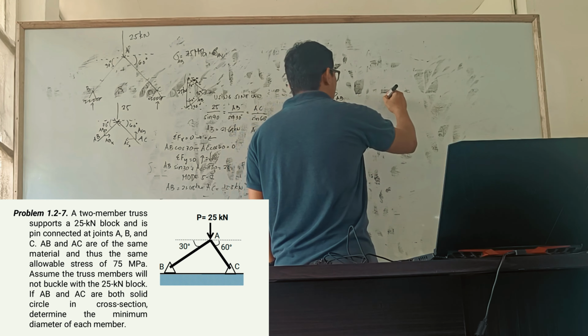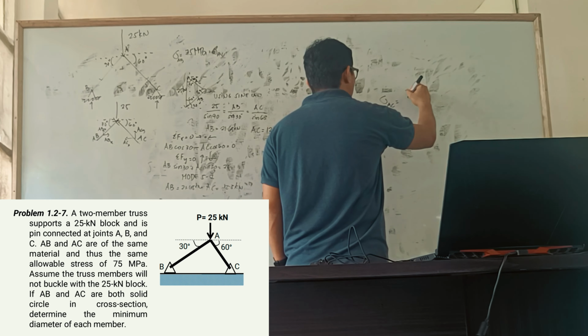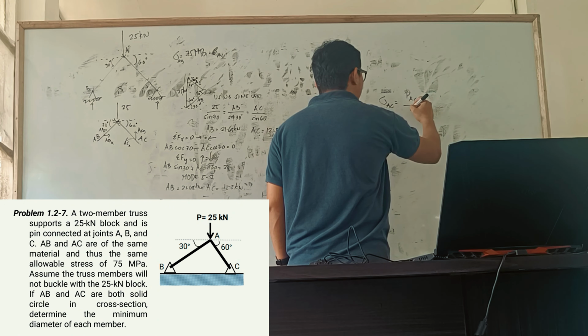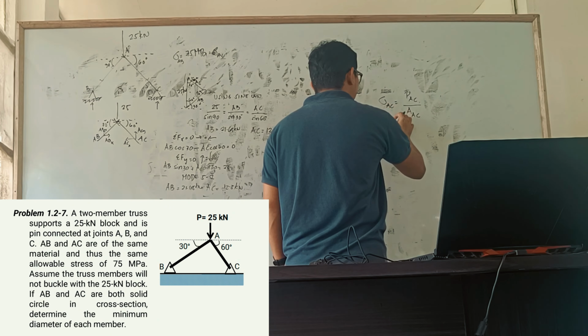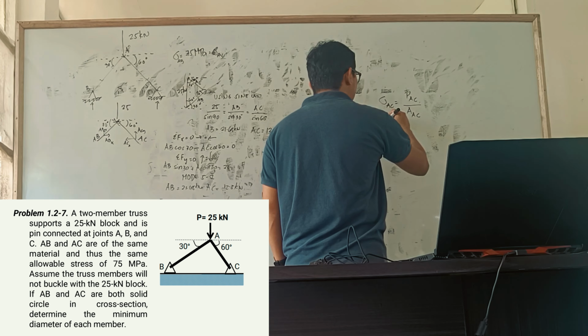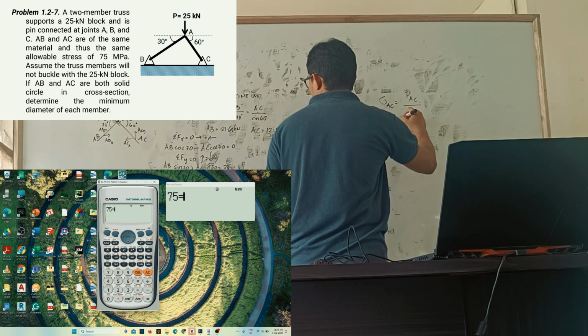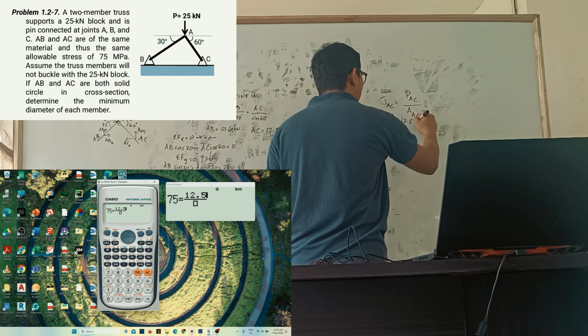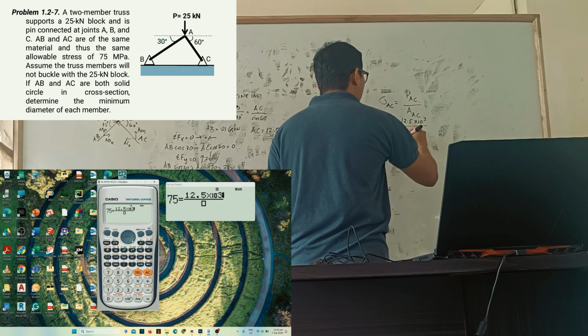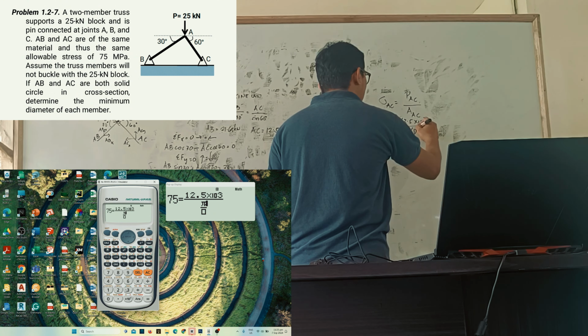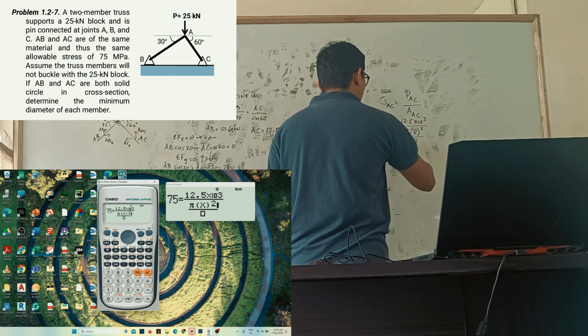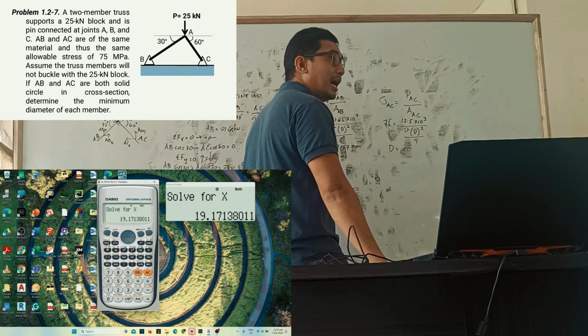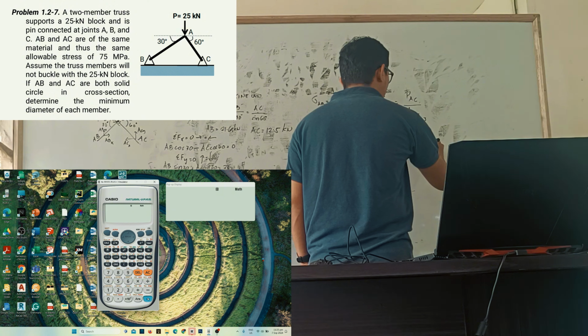millimeter. The next, stress of AC is equals to the force applied at AC divided by the area of AC. So again, the same stress sa AB ug sa AC. 75 equals to 12.5. Convert that into Newton divided by the area. Pi d squared over 4. So give me the diameter of AC. Ila? 14.57 millimeters.